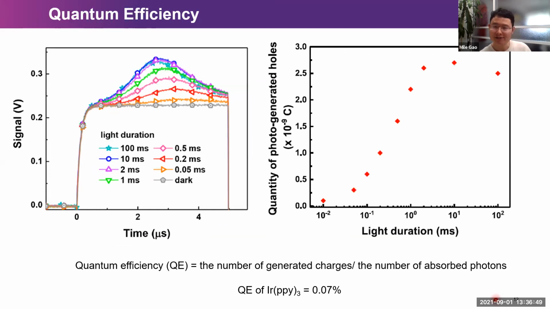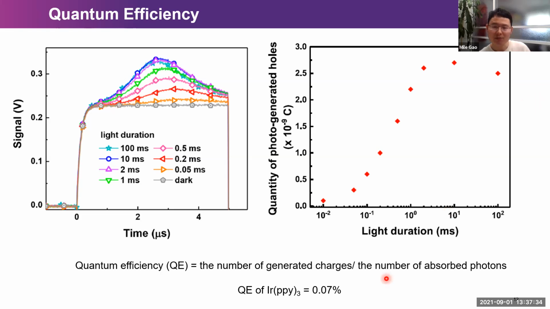Finally, another potential application of Photo-MIS-CELIV is to calculate the quantity of photo-generated charges. I believe this is more important for organic photovoltaic blends. By integrating the transients over time, we can calculate the quantity of photo-generated holes under different light durations, which is shown in the right figure. We can see that increasing the light duration led to an increased number of photo-generated holes, and finally they saturated.